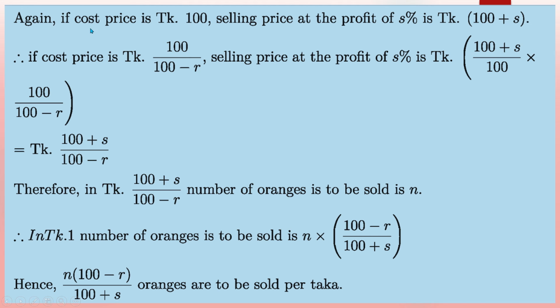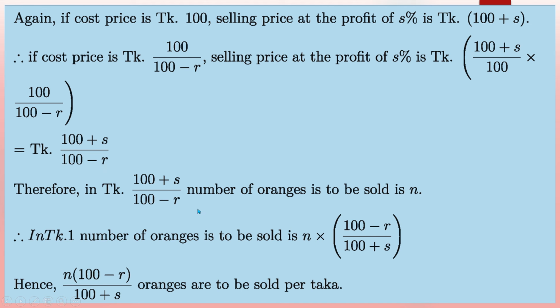So for 1, that means if the cost price is taka 1, the selling price will be 100 plus S by 100. Therefore, when the cost price is taka 100 divided by 100 minus R, the selling price will be 100 plus S by 100 into this, and here this 100 and this 100 cut. So here it will be 100 plus S divided by 100 minus R.